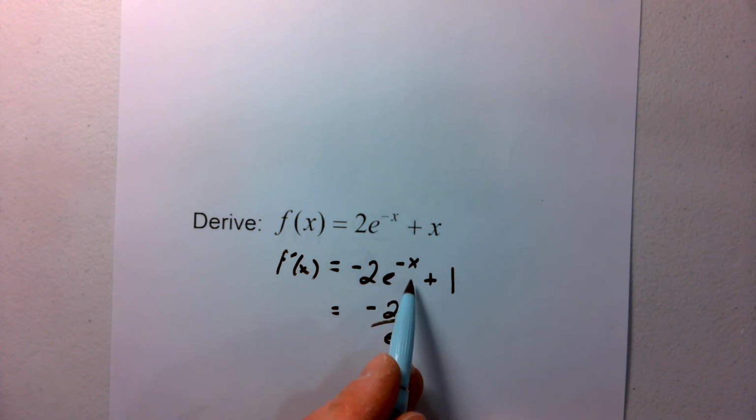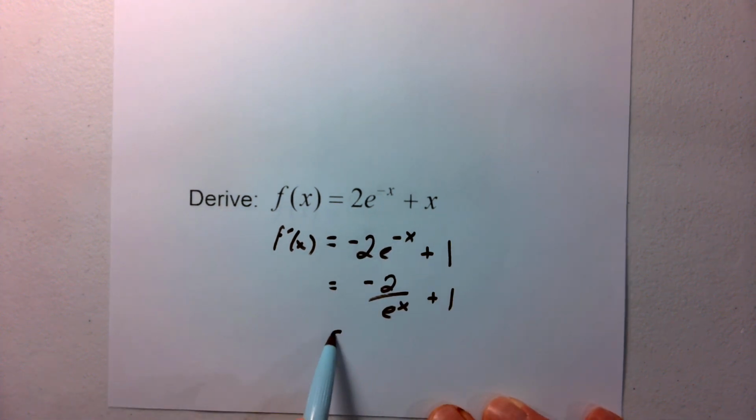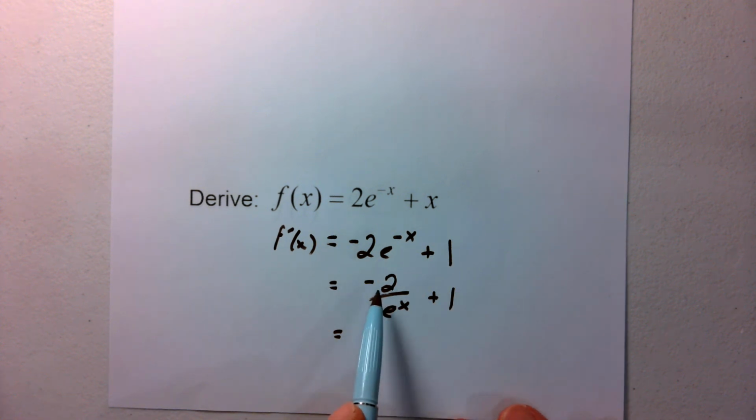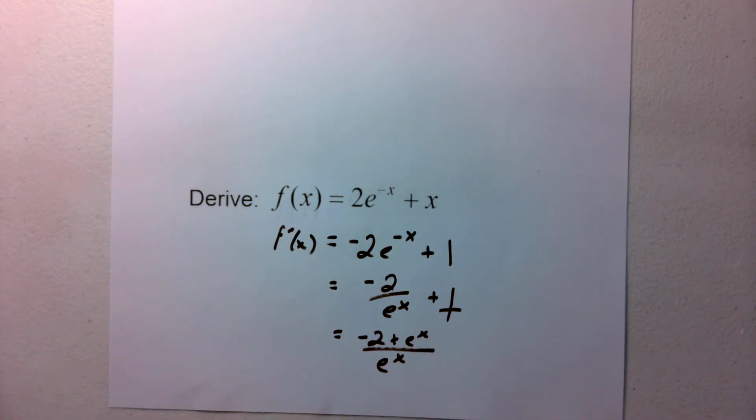To make it positive, we take it to the denominator of our fraction. You may also be able to find a common denominator between these two. So our common denominator would be e to the x. Remember that 1 is over 1. So we get negative 2 plus e to the x, over e to the x. And that'd be a beautiful answer if you got to that point. And that's our first derivative.